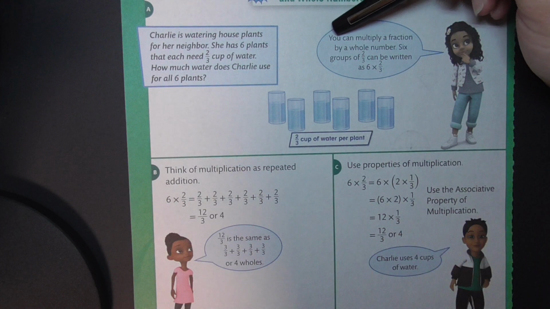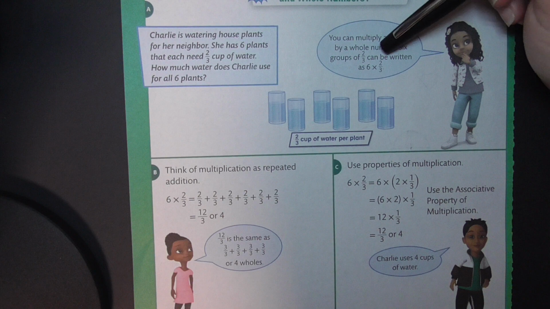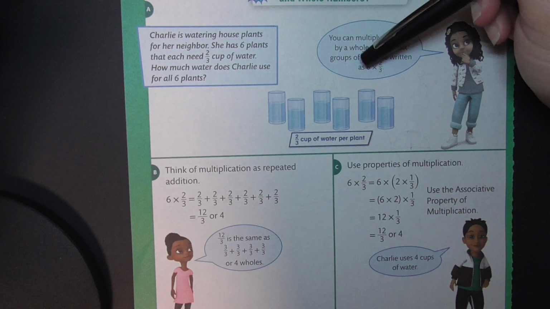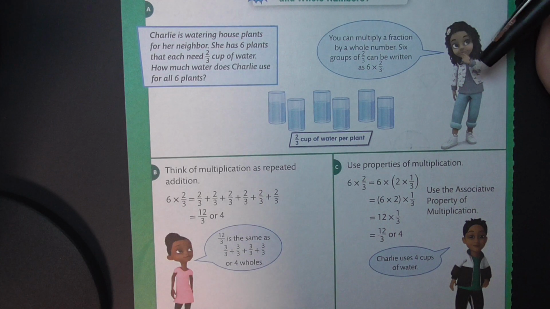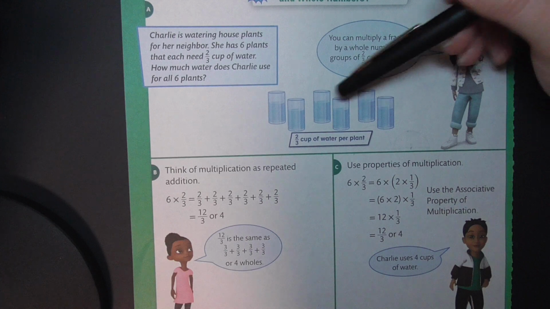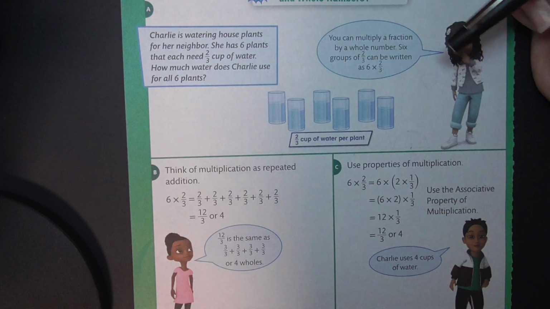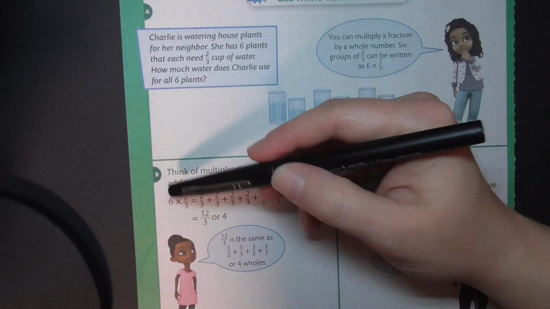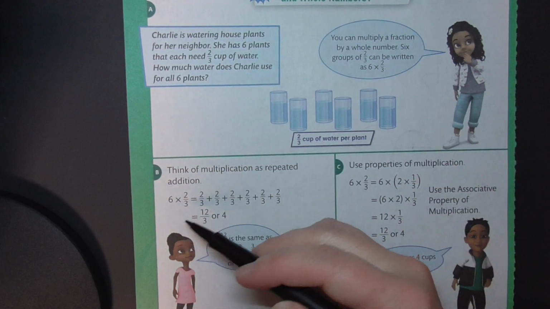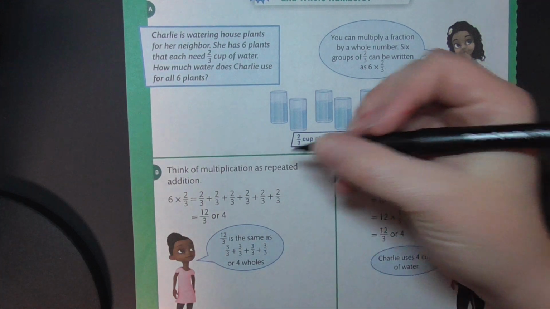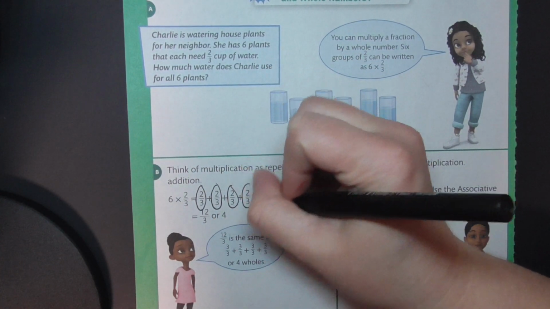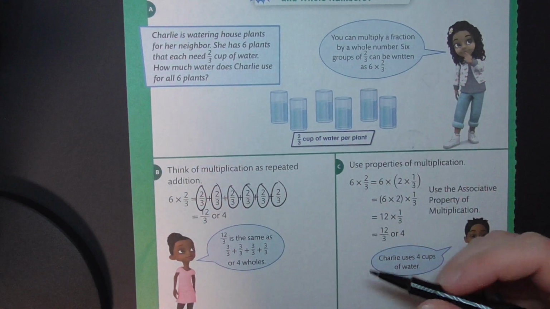So we are multiplying a fraction by a whole number. 6 groups of 2/3 can be written as 6 times 2/3. So here's your visual. There are 6 cups and each of them are 2/3 of the way full. So think about multiplication as repeated addition. Right here, 6 times 2/3 is the same as 2/3, 1, 2, 3, 4, 5, 6 times.